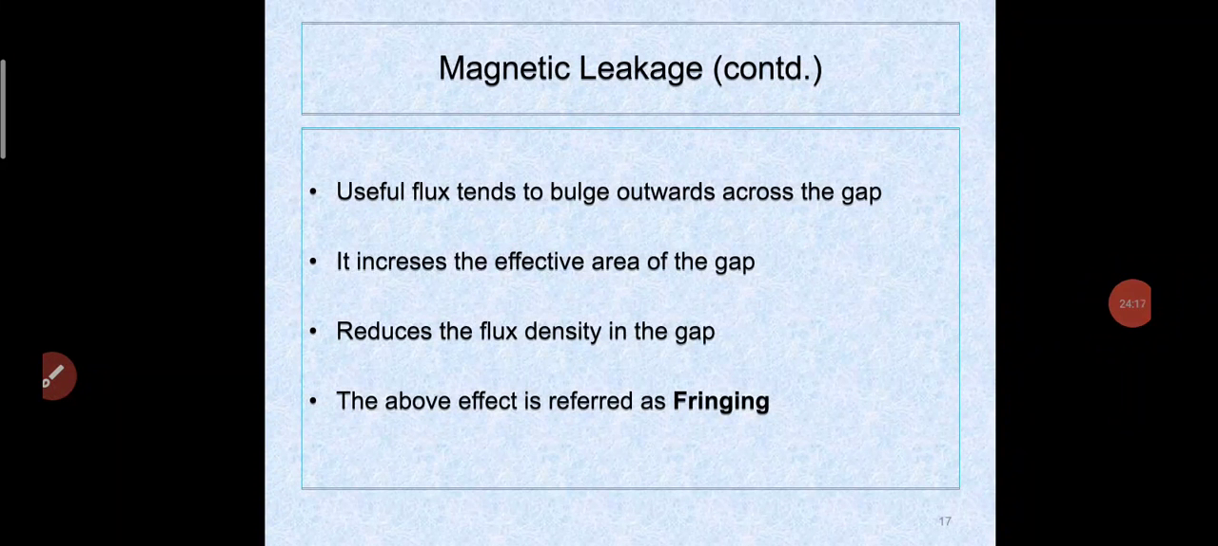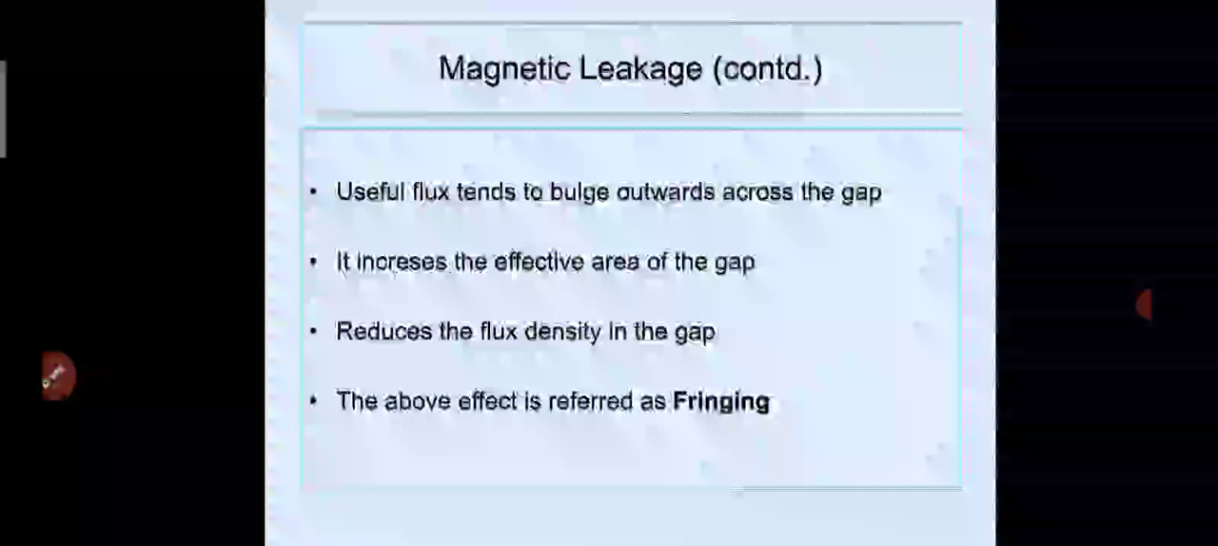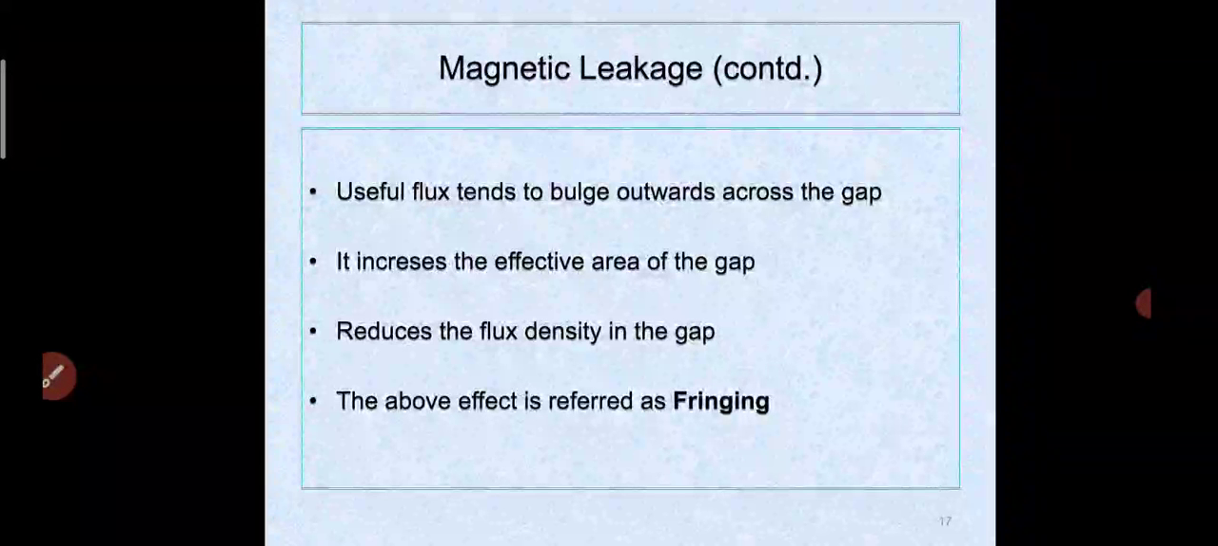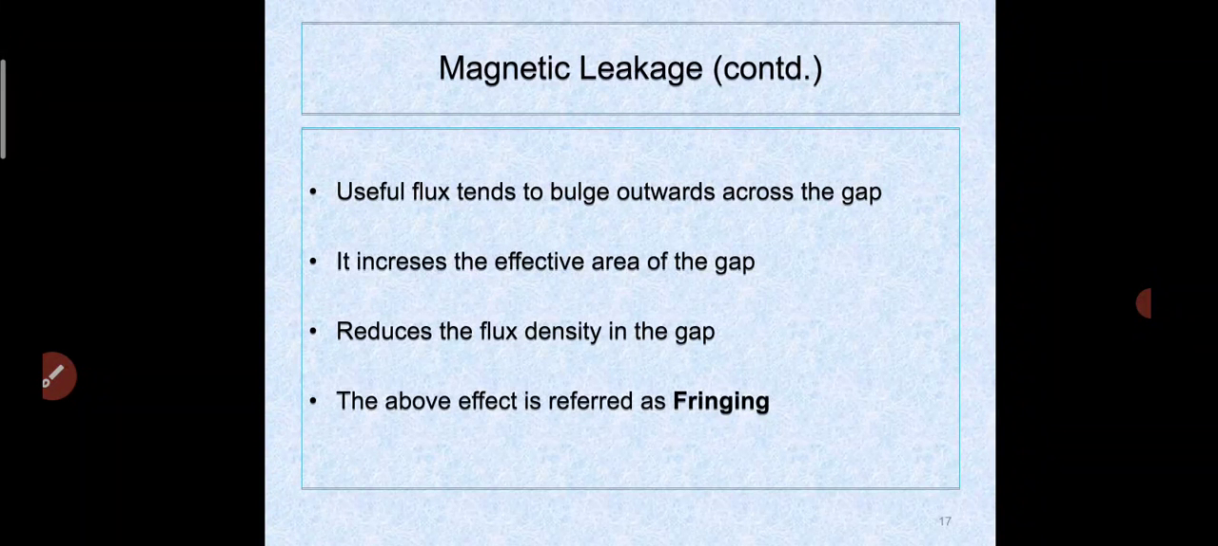So next topic is magnetic fringing. In practice, besides the flux leakage, there is another deviation from the ideal situation. The useful flux passing across the air gap tends to bulge outwards, thereby increasing the effective area of the gap by about 10% and reducing the flux density in the gap. This effect is known as fringing.